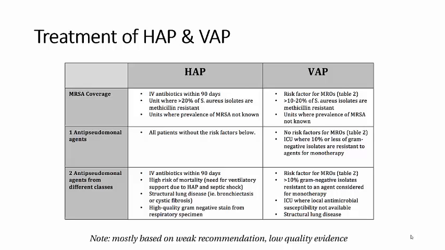Whereas for dual agents, the data on dual agents is pretty weak. So we rarely use dual anti-pseudomonal agents on an empiric basis. But when they are shocky, or if they have known structural colonization with multi-drug organisms such as cystic fibrosis, then we use them. Otherwise, when do you choose anti-pseudomonal agents empirically? If there is obviously risk for MDR, such as prior use of antibiotics in 90 days. So that's the thing that I want you to remember for empiric use, which I think we are doing anyway.